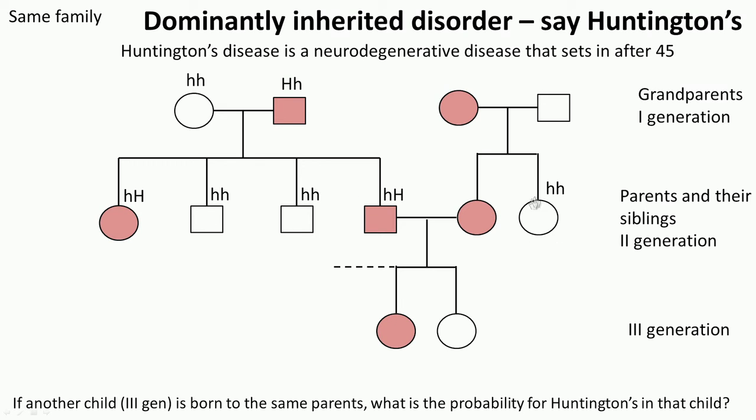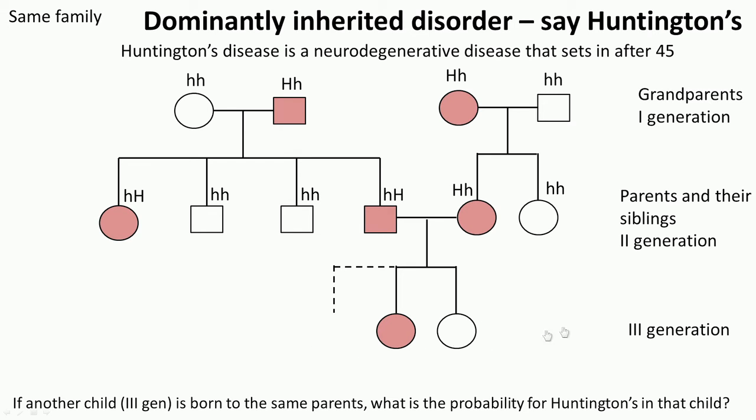Similarly, this would be small h, no disease. This one would also be small h, no disease. This has to be capital H with the disease, because this has resulted in one small h coming from here. Therefore, at least one is a small h. The other one has to be capital for it to show the disease. Therefore, it is capital H small h. And by the same argument, this is capital H small h.